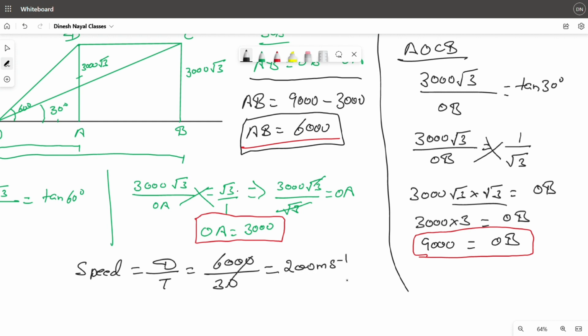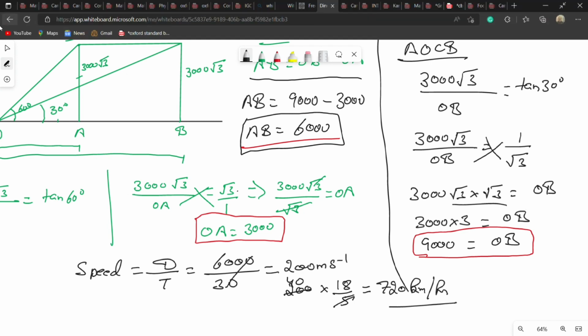Now, the answer should be in kilometer per hour. You know that to convert meters per second to kilometers per hour, you multiply by 18 by 5. So multiplying 200 by 18 by 5, the 5 goes 40 times. We know that 18 times 4 is 72, and there is a 0 also. So 720 kilometers per hour. That's the speed.